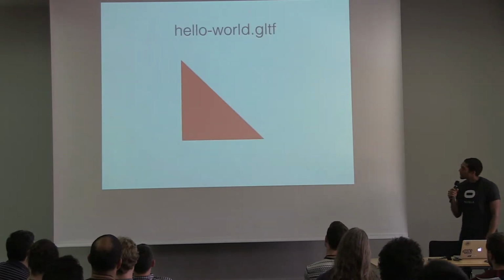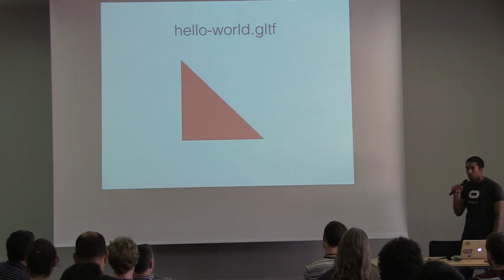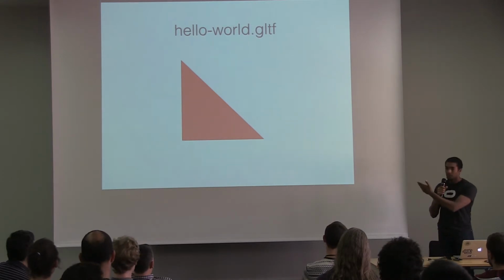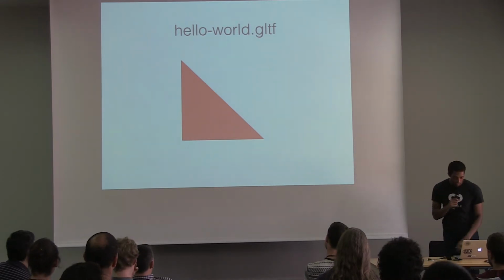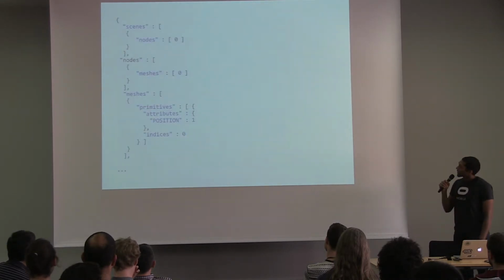Now I'm going to get into our hello world.glTF file and show you what this actually looks like, and it'll probably be a lot clearer. What we're going to do is specify a scene that just draws this 2D triangle using glTF. So this is what it looks like from the JSON.